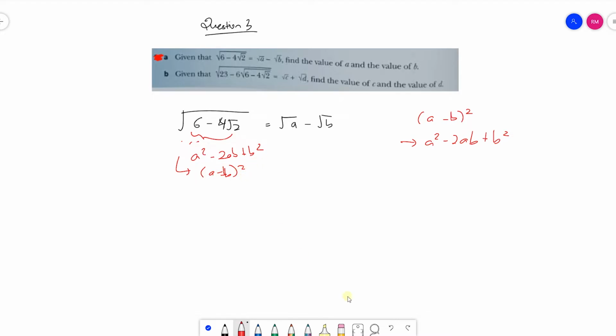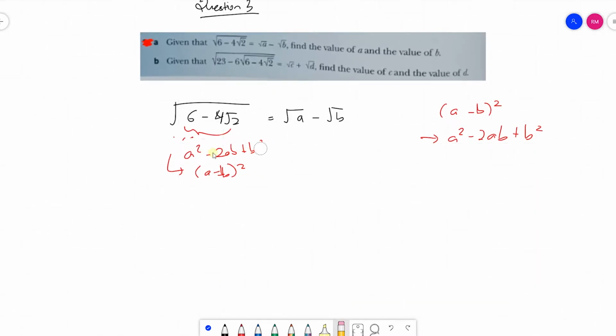a minus b, yeah, square. All right, can you understand? So that's what we will be trying to do now. So the first step is, we can split this 6 into 2 and 4.